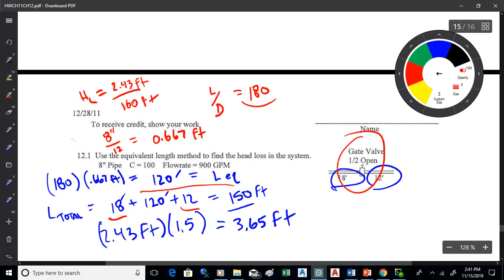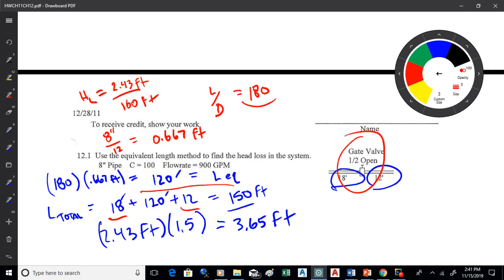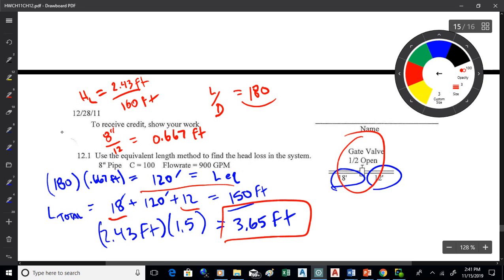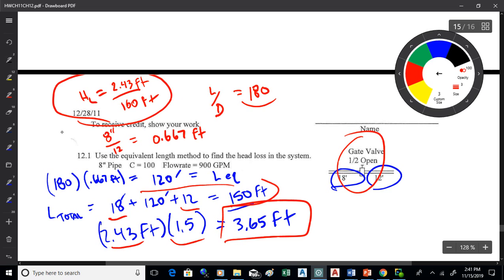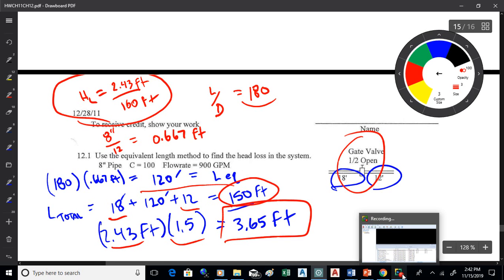Factor that up by, take that 150, that's 1.5, multiply that by the 2.43 feet, and we get the total head loss for the system. So the head loss for that pipe, C100, 8-inch pipe, is 2.43 feet per 100. Factor that up by 1.5 for the 150 feet, and you get 3.65 feet total. So that's the head loss. So that's 12.1. You should also do 12.2 for the homework. Similar process, just a little bit different fittings and such.